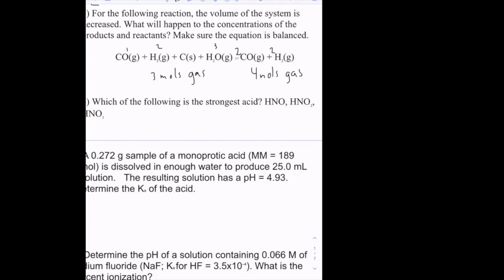So remember, if you decrease the volume, it's going to point it in the direction of which has fewer moles of gas. So in this case, that means the reaction will favor the reactants. So the reaction is going to go that way, and I'm just going to say produce more reactants.